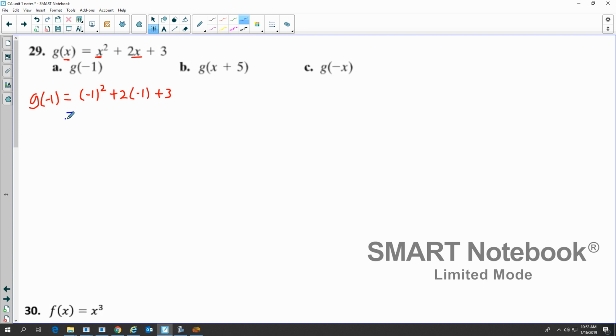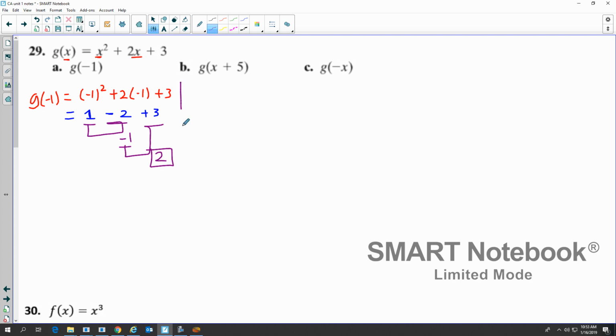Alright, so negative 1 times negative 1 turns positive 1. We have a plus 2, but it's getting multiplied by negative 1, so we'll go ahead and change that to a minus 2. And then you have a plus 3 right here. And here we go. 1 minus 2 is negative 1. Negative 1 plus 3 is positive 2. So that's what our result ends up being right there.